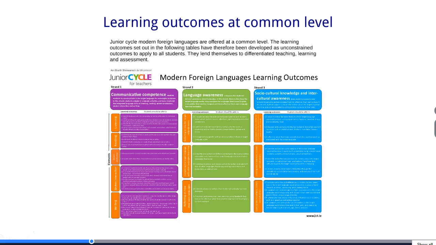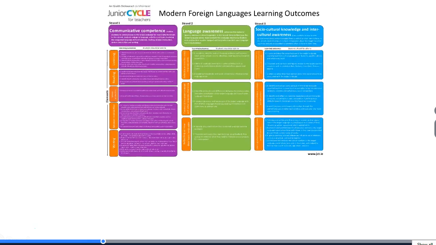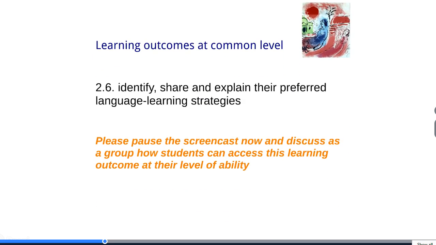Please pause the screencast now to discuss as a group how learning outcome number 2.6, identify, share, and explain their preferred language learning strategies, can be accessed by students of varying levels of ability.